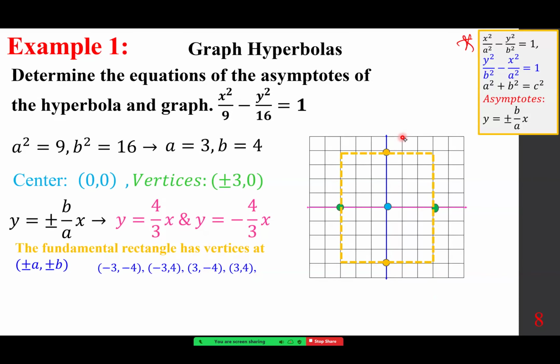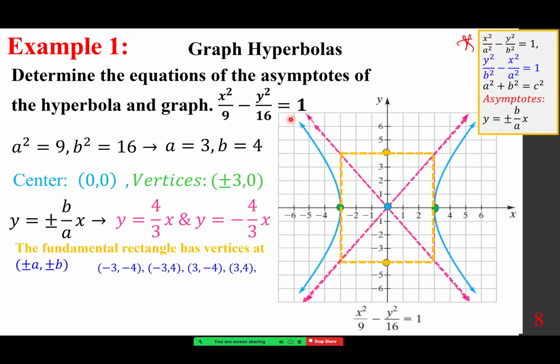Okay, and those are helpful. And those are the two asymptotes. And remember, it opens sideways. So that's the graph.